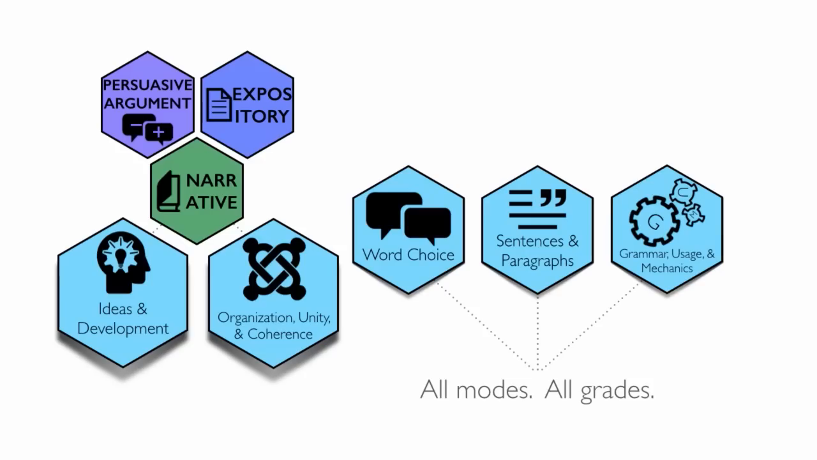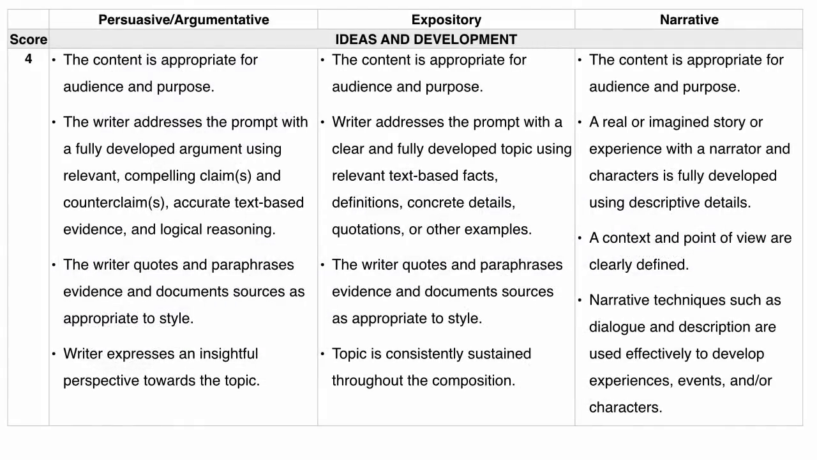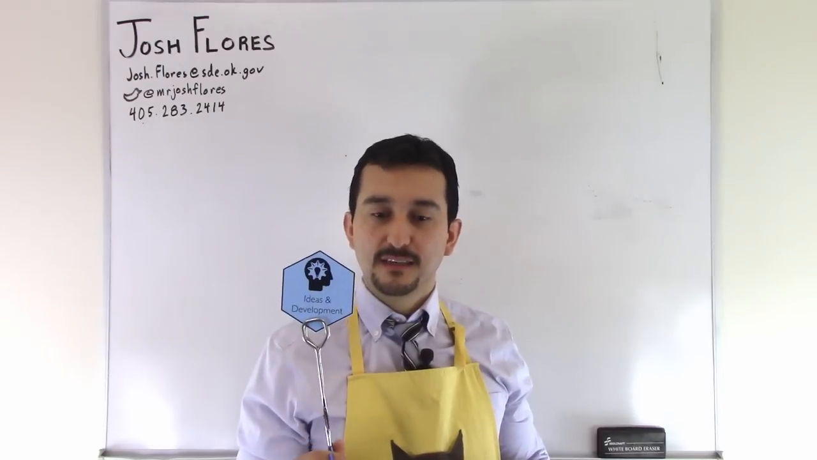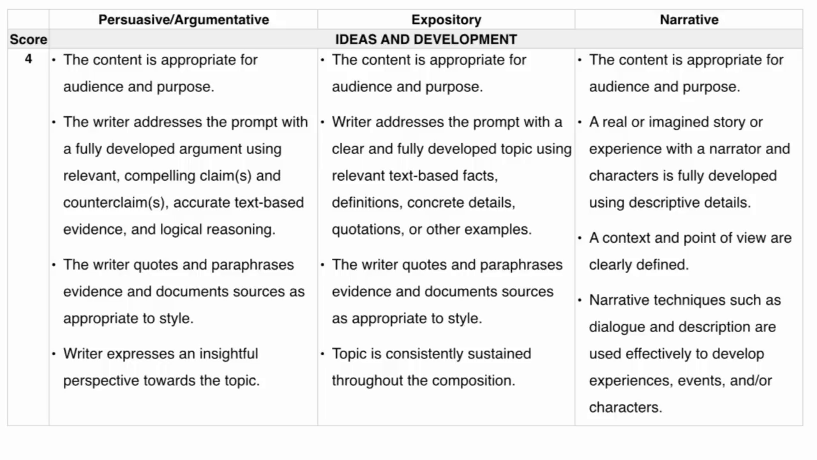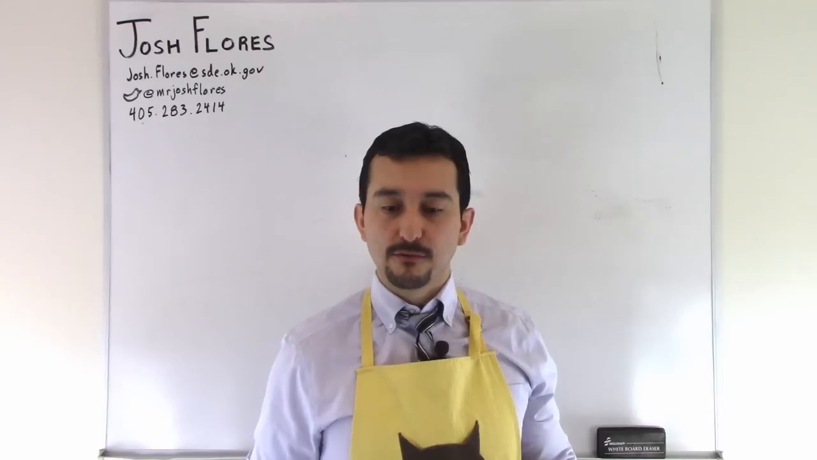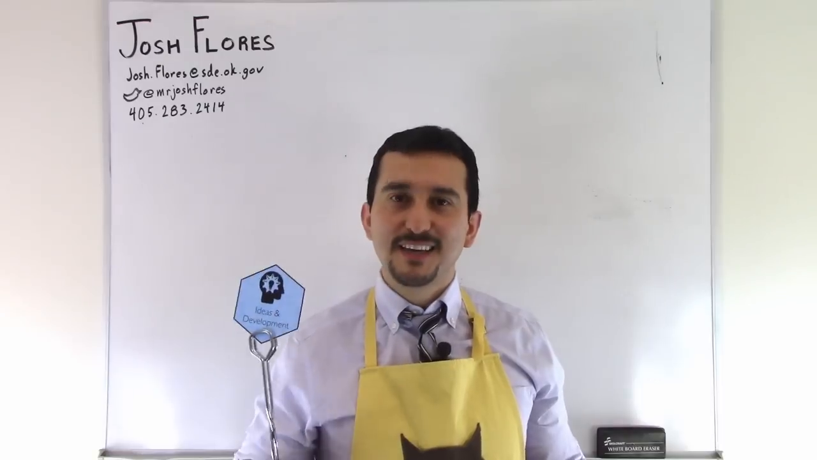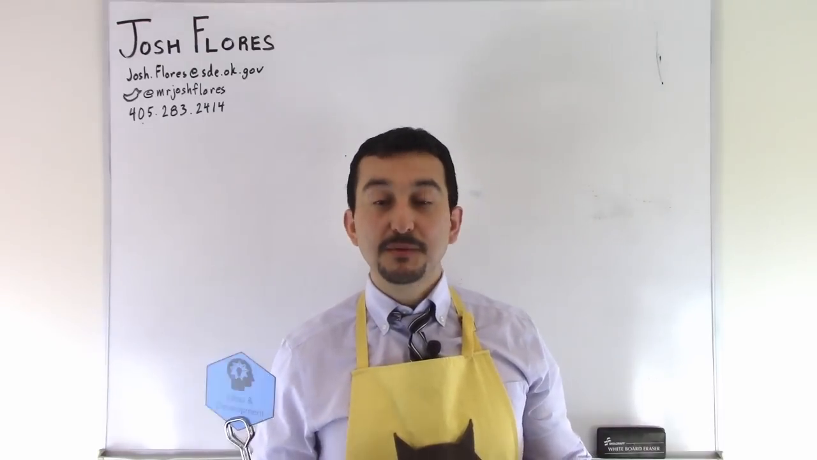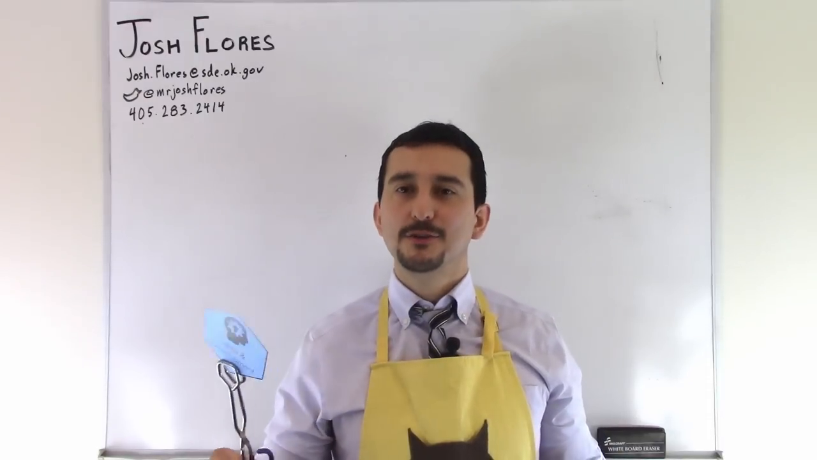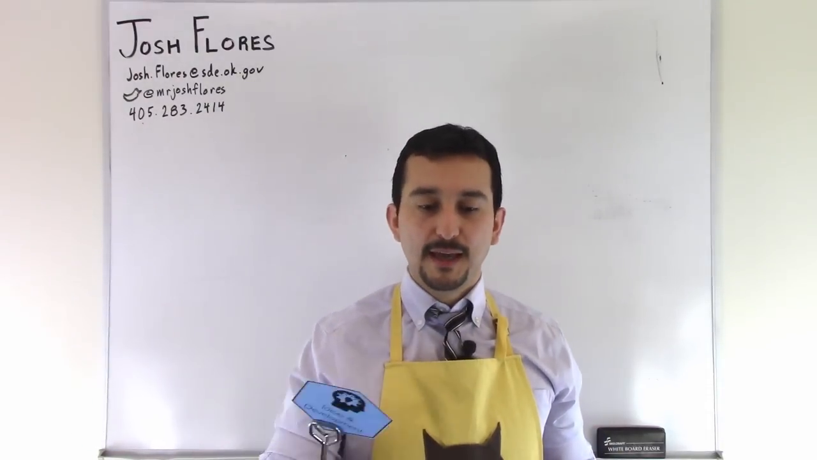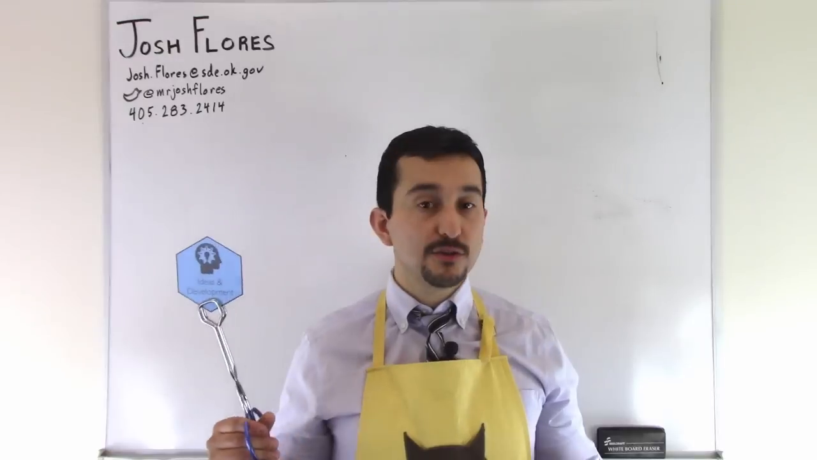So let's look at ideas and development. We're looking at the 4 bullet points for getting a score 4 in ideas and development across all 3 assessed writing modes: persuasive, argumentative, expository, and narrative for 8th grade. Looking at the rubric, that's a lot to take in for a student. We want to spend time prior to testing, prior to actually doing writing with our students, and maybe make some adjustments here, put it in student-friendly language.